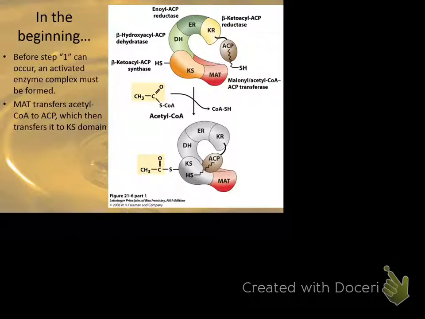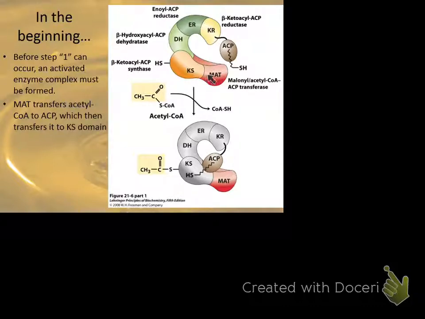All right, so once again, before we can even start with step one, we've already made the malonyl intermediate, and we have to have an activated complex that can occur. So what we see here is the malonyl acetyl-CoA ACP transferase, which tells you exactly what it's going to do: it transfers the acetyl-CoA to the ACP.